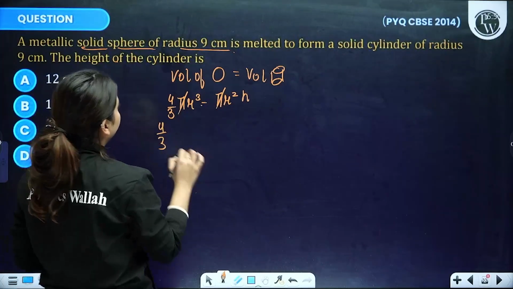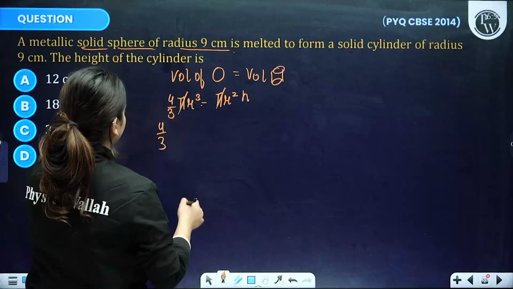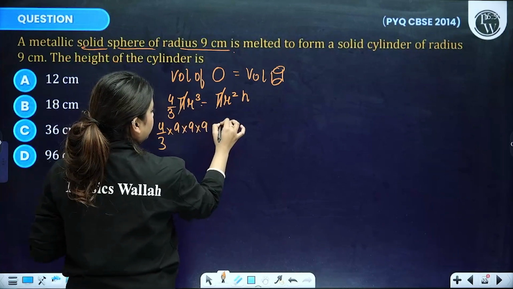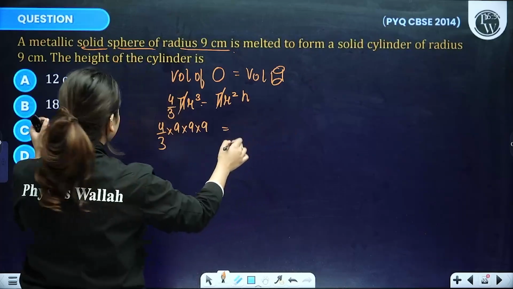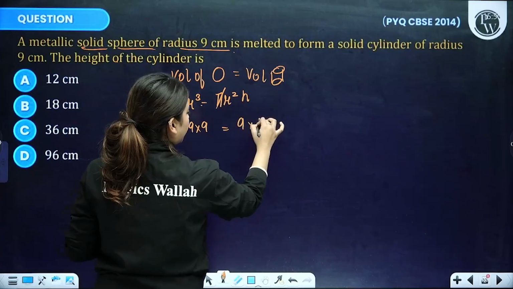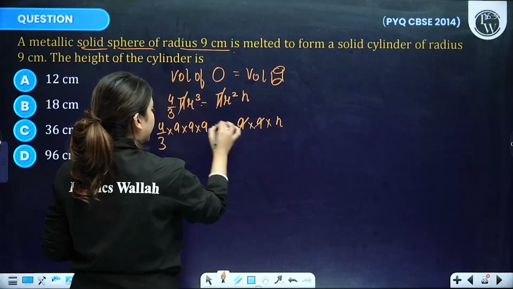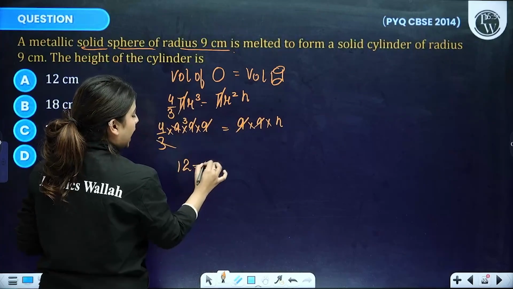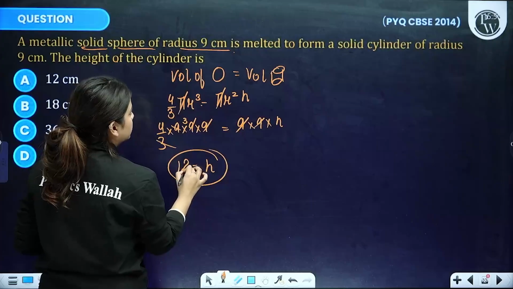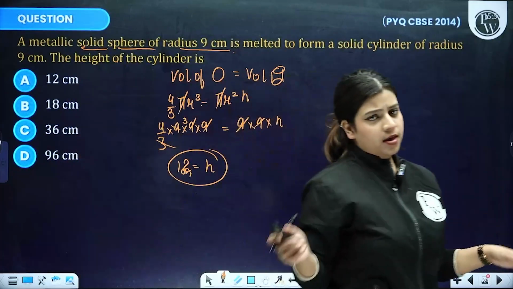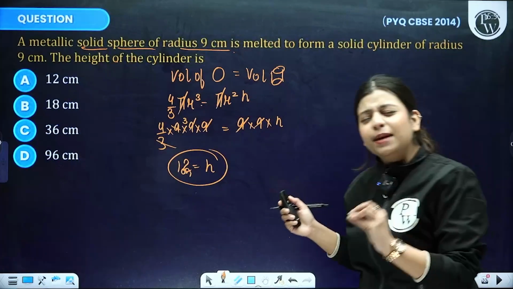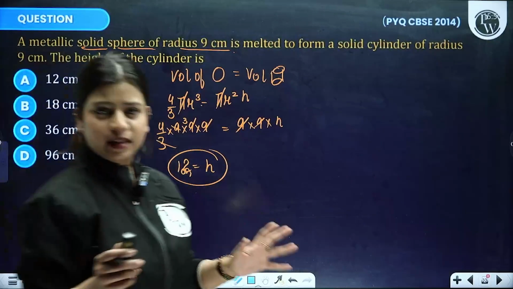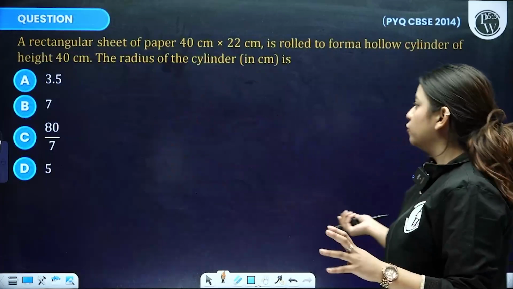Let's put the rest of the values. So 4 by 3, what is the radius? 9 centimeter. So 4 by 3 into 9 into 9 into 9 is equal to 9 into 9 into h. So 9 and 9, 9 and 9 will get cancelled. 3, 4 3s are 12. So the height will be given as 12 centimeter. Simple. Melting and recasting simply includes same volume and easy calculation. Let's move to the next question.